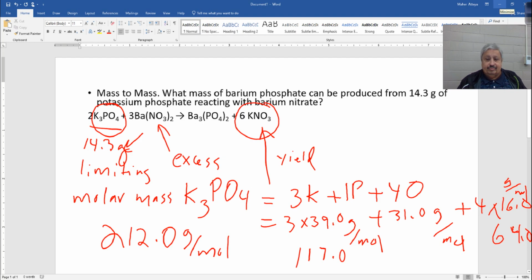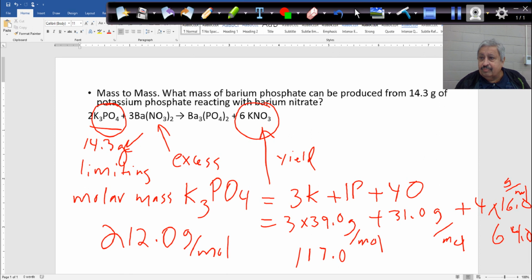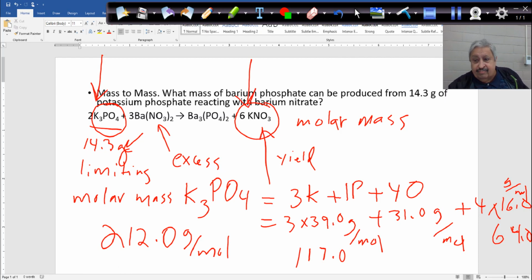Everybody has this? So we need the molar mass of this. And then we need the molar mass of potassium nitrate. Molar mass of potassium nitrate. Because you need the number of grams. Whatever the reactants, whatever the product, the molar mass has to be ready. This is the product. This is the reactant you put in. And that's what you are calculating, how much. You cannot do this unless you have the molar mass.